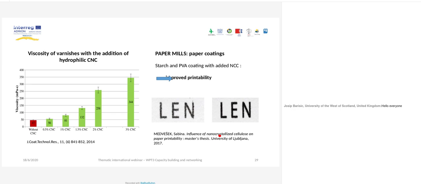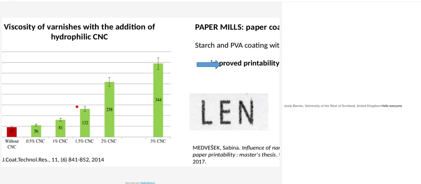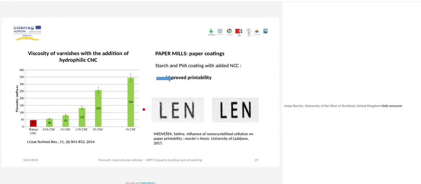First of all, nanocrystalline cellulose is a great rheology additive. You can see from the first graph that the viscosity goes quite up by adding just a small amount of nanocrystalline cellulose into the system. That can be some kind of coatings or something like that, or some cosmetic material, some adhesive, and so on and so on.